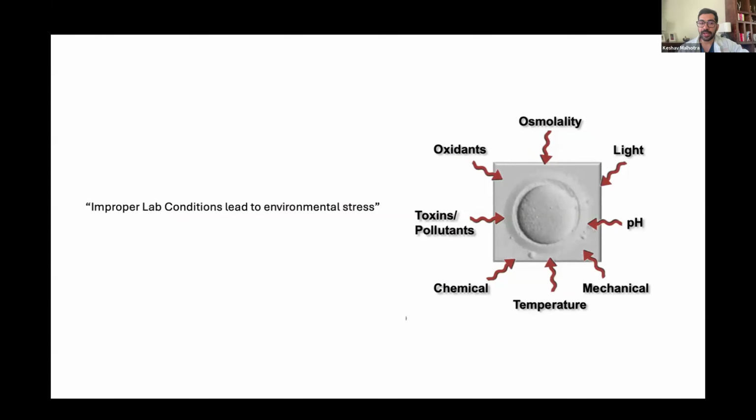We know for a certain fact that improper lab conditions will lead to environmental stress. And this environmental stress can be in the form of toxins and pollutants entering into the laboratory, or it could be light source, or it could be mechanical stress, chemical stress, temperature, etc.